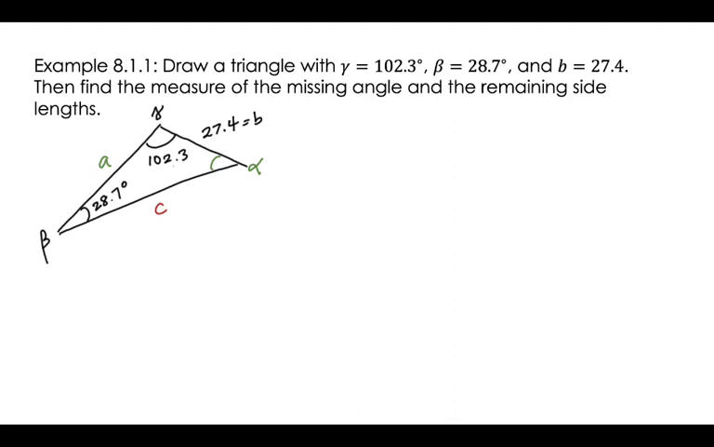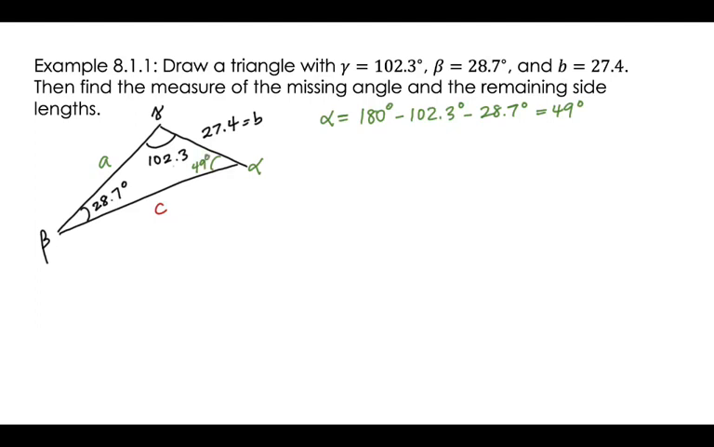Angle alpha is going to be the easiest one. We don't actually need to use the law of sines for this one. Angle alpha is just the third angle in the triangle. Remember that there are 180 degrees in a triangle, and we've used up 102.3 of them for gamma, and we've used up 28.7 of them for beta. So I'm going to do 180 on my calculator minus 102.3 minus 28.7, and I get 49 degrees. Let's see if I can squeeze that in there. 49 degrees.